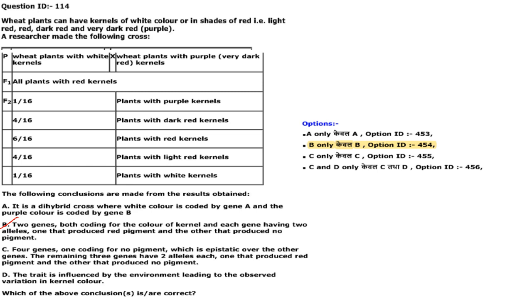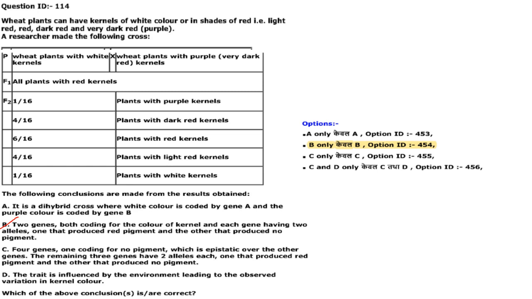Now coming to the next question. Wheat plants can have kernels of white color or in shades of red. That is light red, red, dark red, very dark red. That is purple. A researcher made the following crosses. So wheat plants with white kernels were crossed with wheat plants with purple or very dark red kernels.